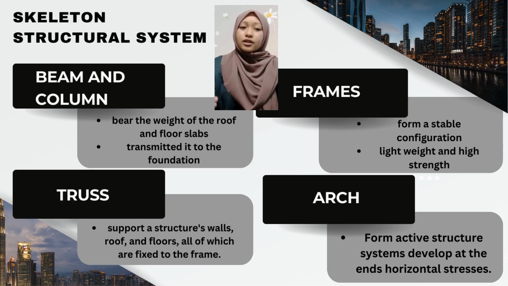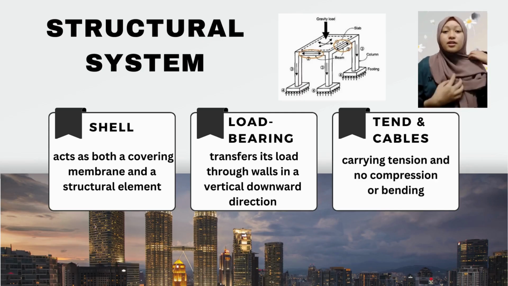And trusses are stable structures made up of straight members joined at the ends by hinge connections. Due to their exceptional strength and low weight, they are frequently utilized for spanning extended distances, such as wide-ranging ballrooms and stadiums. And lastly, arch. An arch is a structural element that forms the upper curved, pointed, or flat edge of an open space and sustains the weight above it, primarily when it is compressed, as in the case of doorways or bridges. Systems of active structures arise at the extremities of horizontal stress. And the other 3 structural systems are shell, load-bearing, and tent and cables.